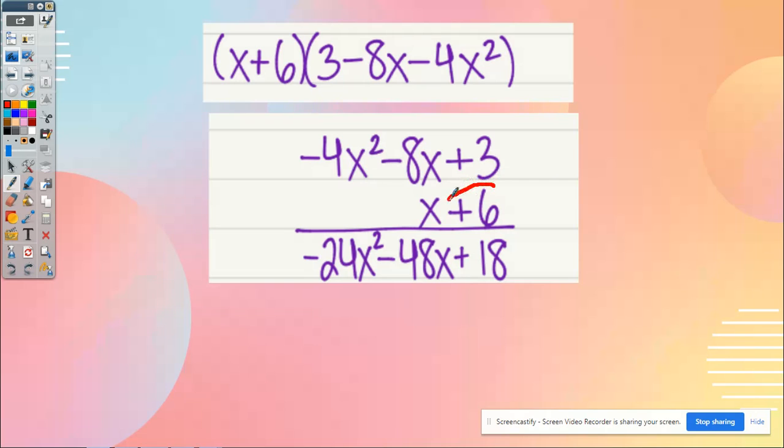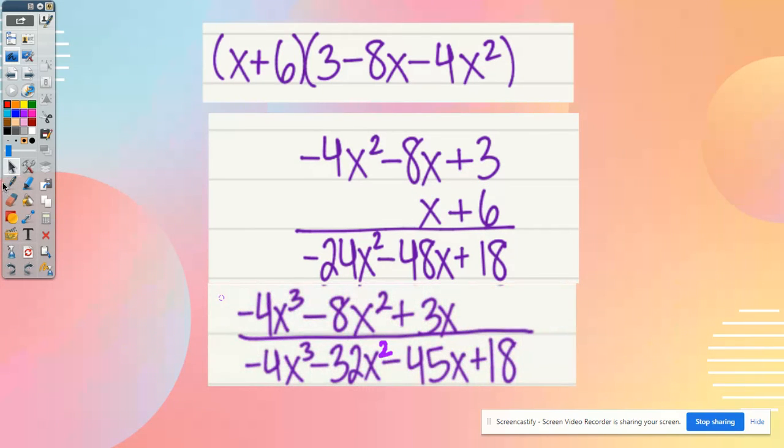First, you take your 6 and multiply it by 3, and you get positive 18. You take 6 and multiply it with negative 8x, and you get negative 48x. Then you take your 6 and multiply it with negative 4x squared, and you get negative 24x squared. Pretty easy. Then you have to continue.